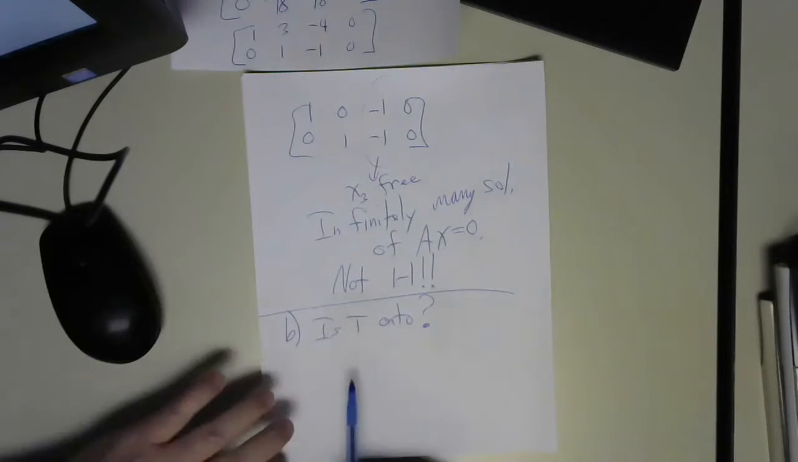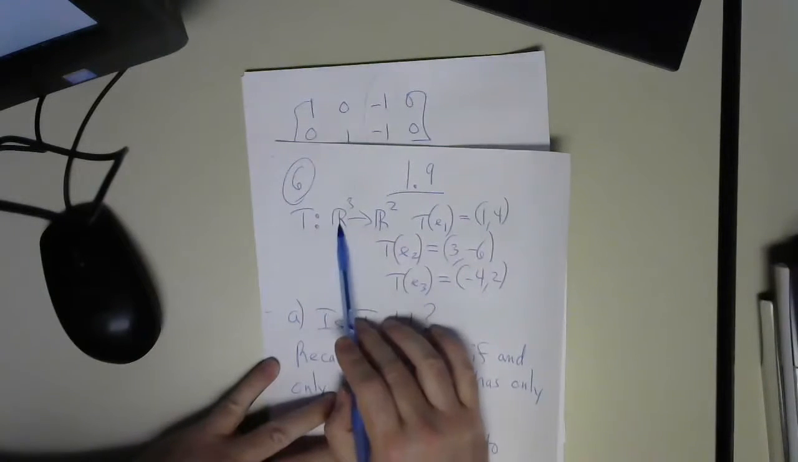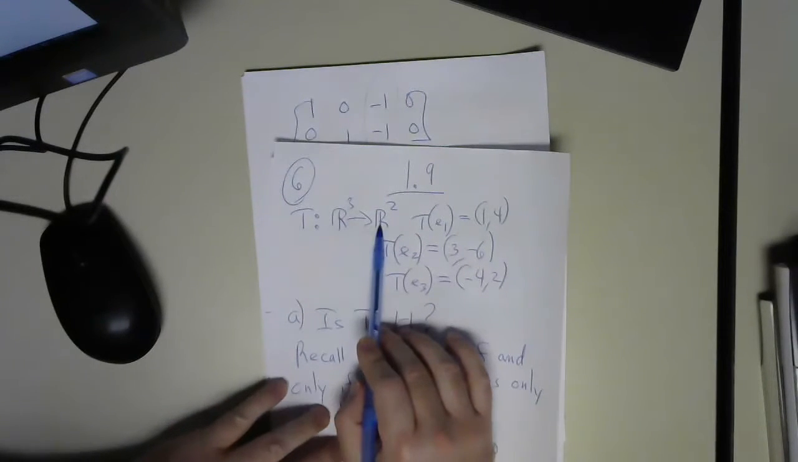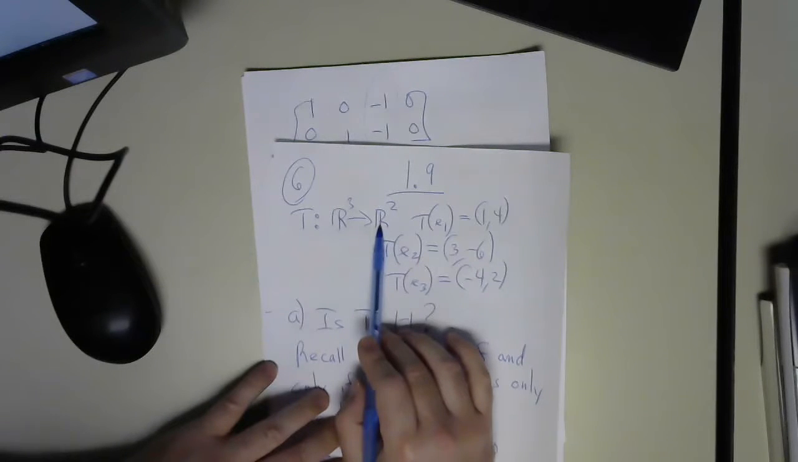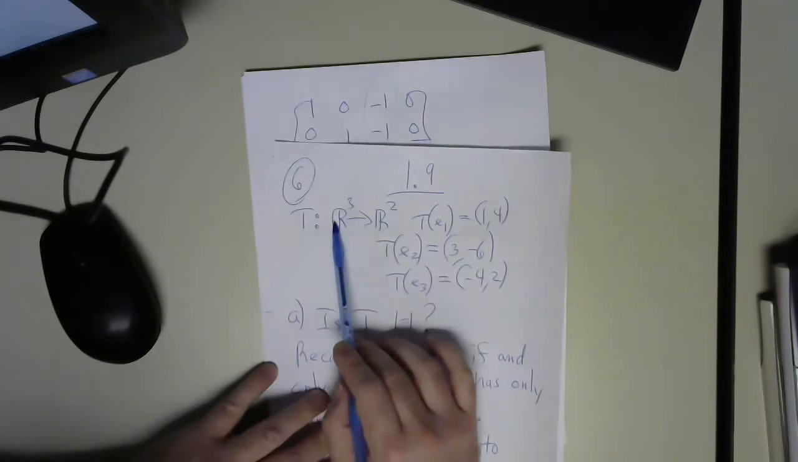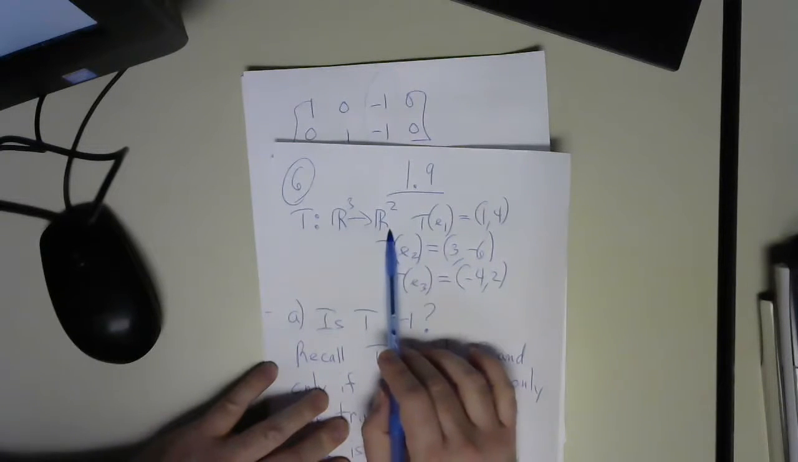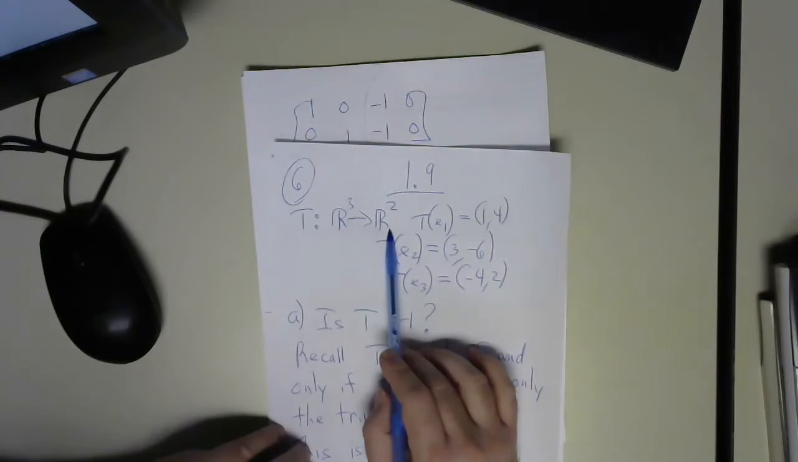Now part B says, is T onto? Let's go back to the original information in the problem. It looks like T takes vectors in R3 to vectors in R2. So what does it mean for a mapping to be onto? It just means that for every vector in R2, there exists a vector in R3 such that T of that vector gives you that vector in R2. So it maps to everything in R2. That's what it means to be onto.